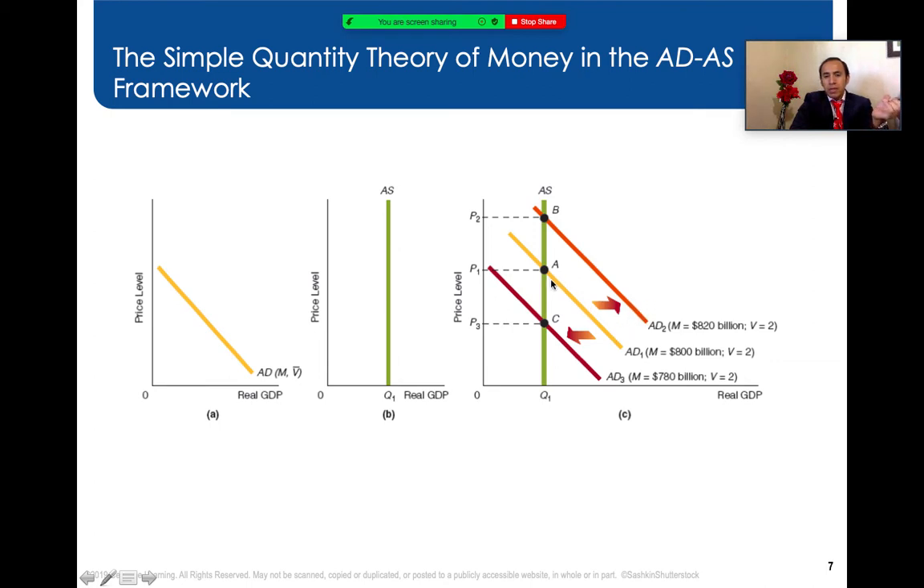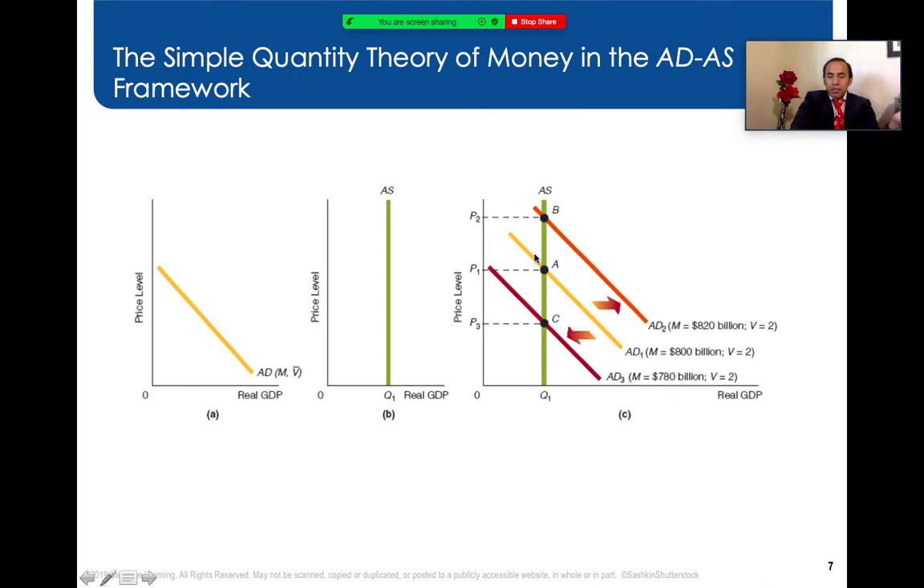And that increase in aggregate demand pushes it from point A to point B with a new equilibrium, directly influencing the price level as the simple quantity theory of money specifies, and the level of GDP remains the same in the short term, and the velocity remains the same, V2 to V2.